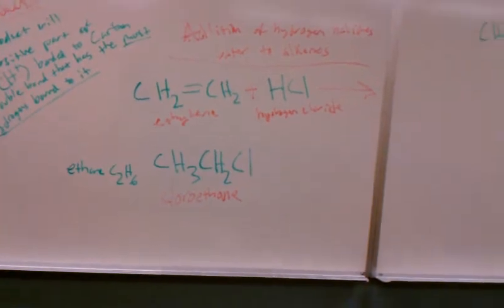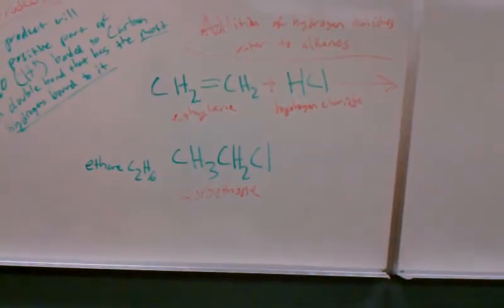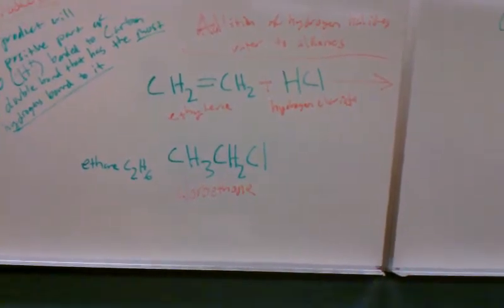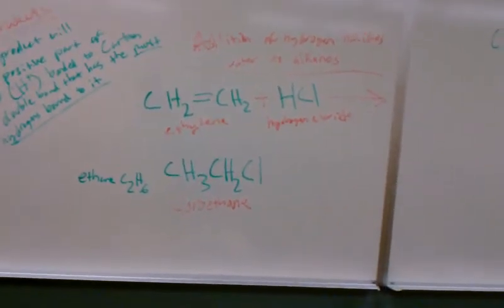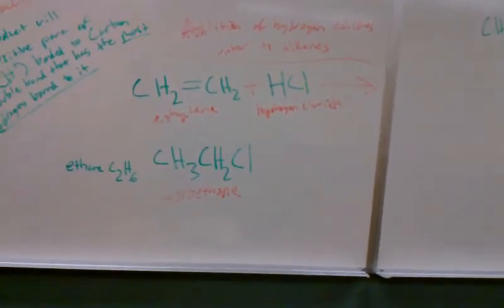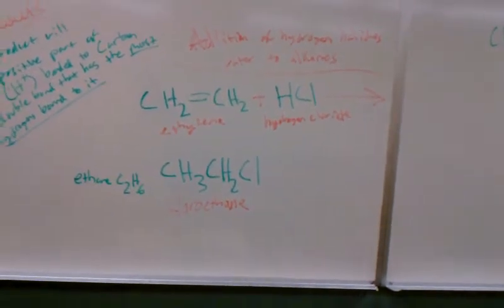Okay, so that's an example of a hydrogen halide being added to an alkene, and there only being one product since both of the carbons on the double bond have the same amount of hydrogens.